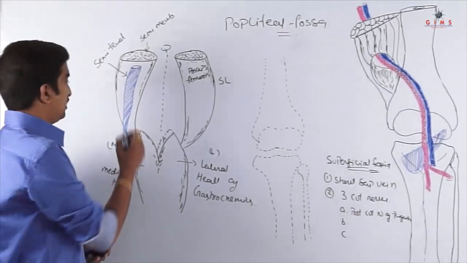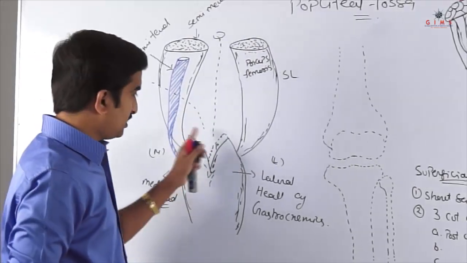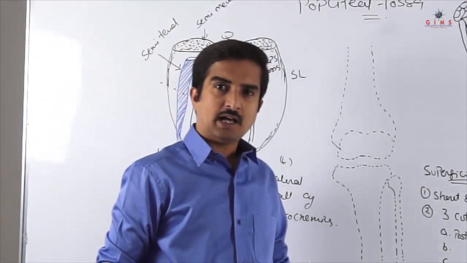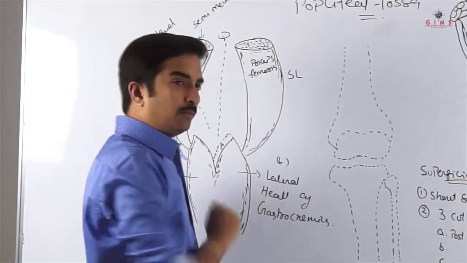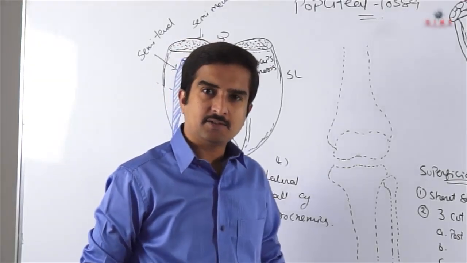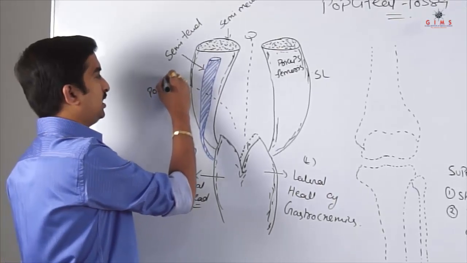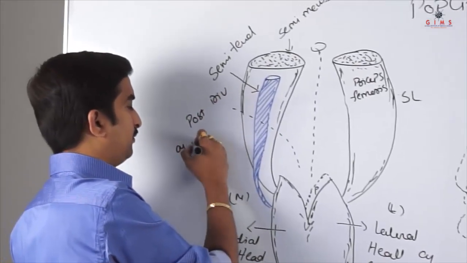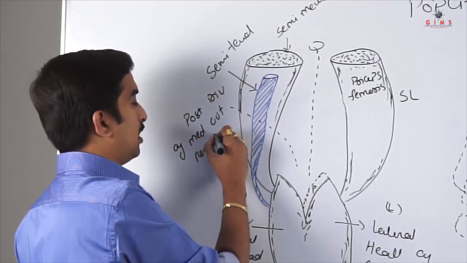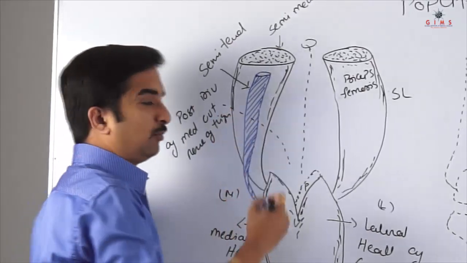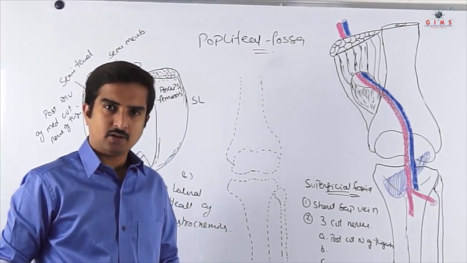And the second one, another cutaneous nerve reaches the superficial fascia of the popliteal region. This nerve is called the posterior division of medial cutaneous nerve of thigh. Posterior division of medial cutaneous nerve of the thigh.